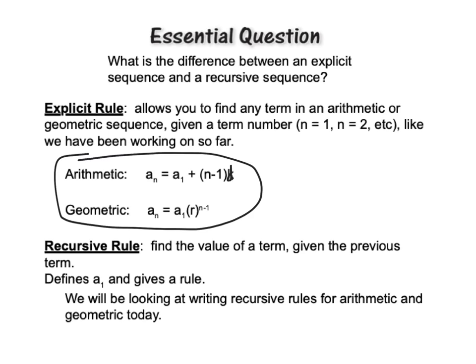Remembering that when we write these rules, with arithmetic, we have a value for d and a value for a sub 1. And with geometric, we have a value for a sub 1 and a value for r. Now we're going to be looking at how we can write recursive rules, which basically means that in order to figure out the next term in the sequence, you need to know the previous term and then have a ratio or a common difference that you use.